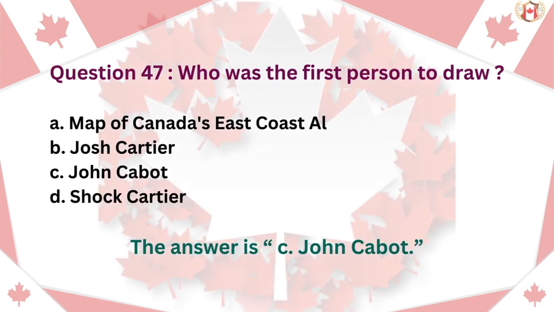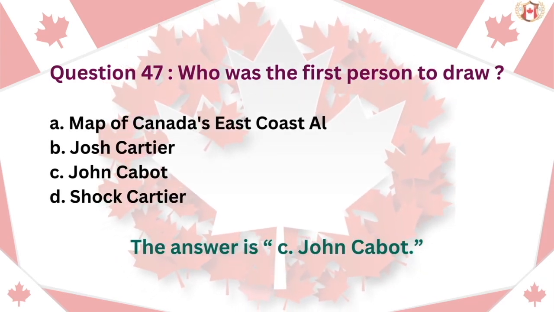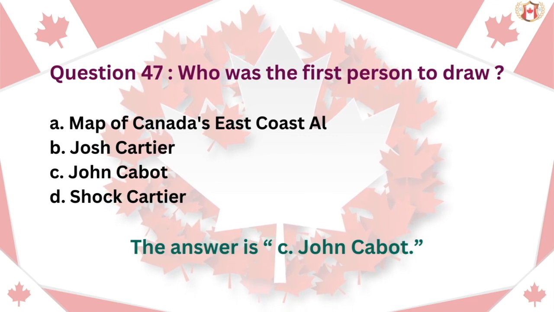Question 47. Who was the first person to draw a map of Canada's East Coast? A. Al. B. John Cartier. C. John Cabot. D. Jacques Cartier. The answer is C. John Cabot.